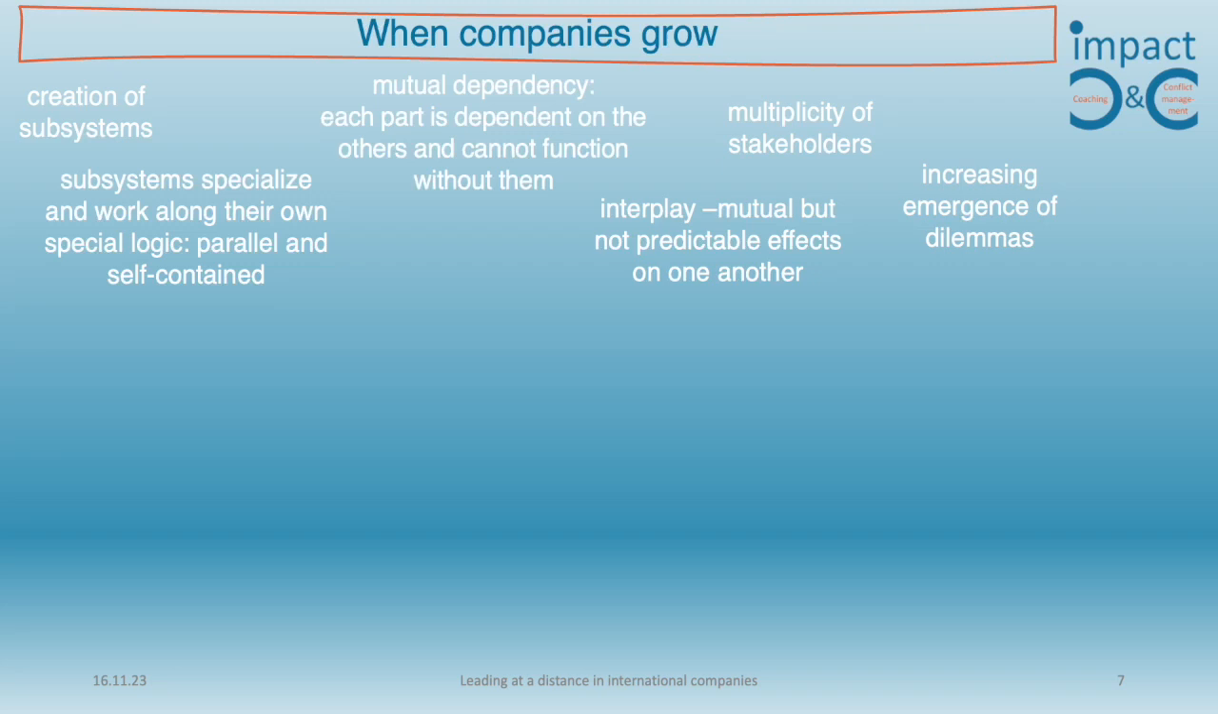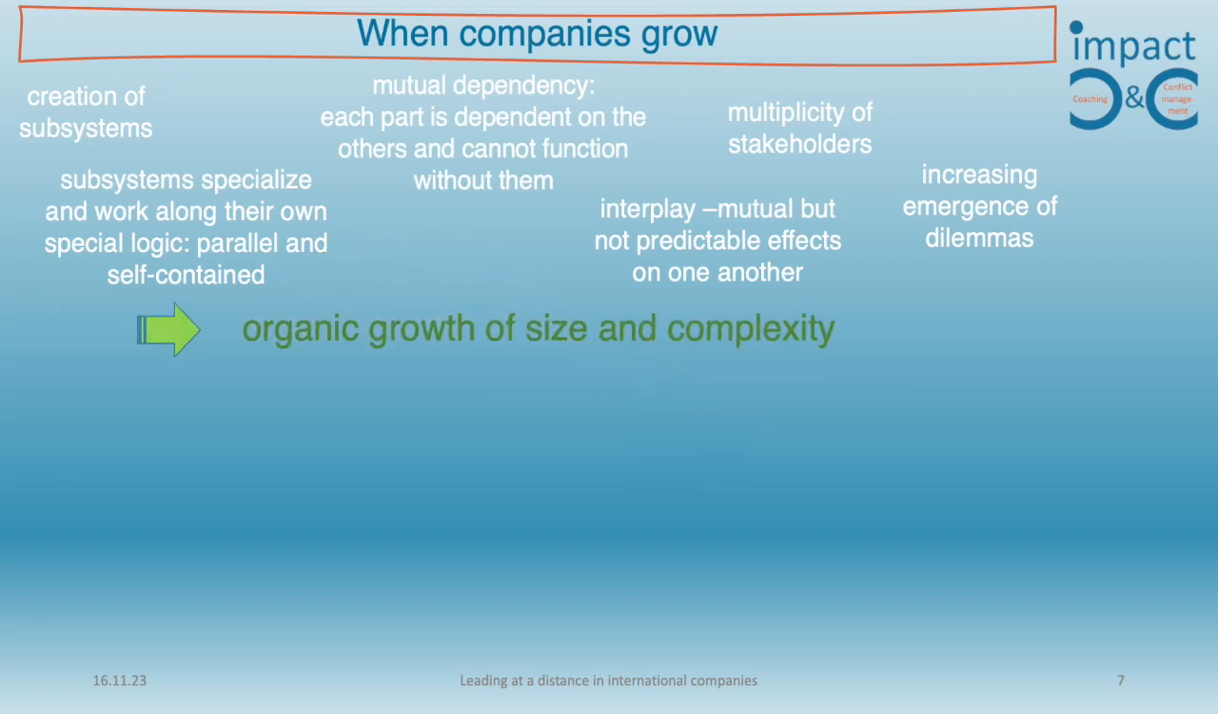And more dilemmas arise. A dilemma means that in a given situation or decision, there is more than one legitimate goal which has to be attained, but both objectives cannot be reached at the same time. As somebody put it, companies are manufacturers of dilemmas.